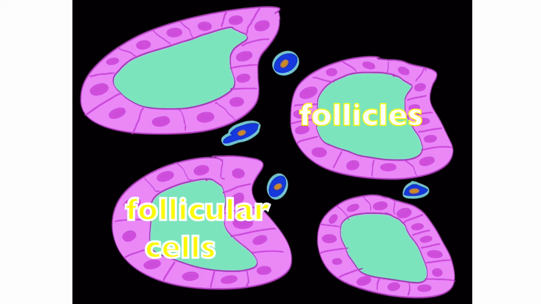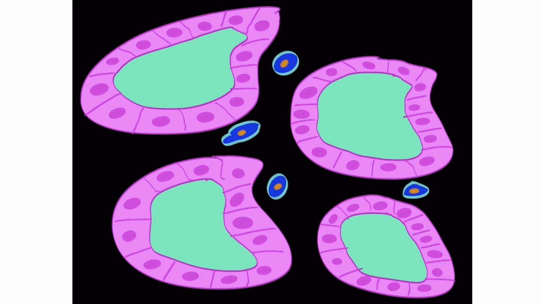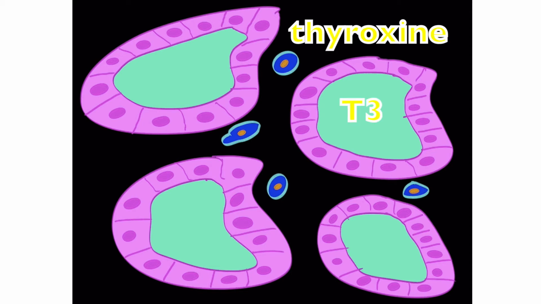There are 2 types of thyroid hormone: tetraiodothyronine, otherwise known as thyroxine, and triiodothyronine, known as T3. Thyroxine is T4, triiodothyronine is T3. Collectively, we refer to both of those as thyroid hormone, which once again is going to stimulate growth, development, and metabolic activity throughout the body.